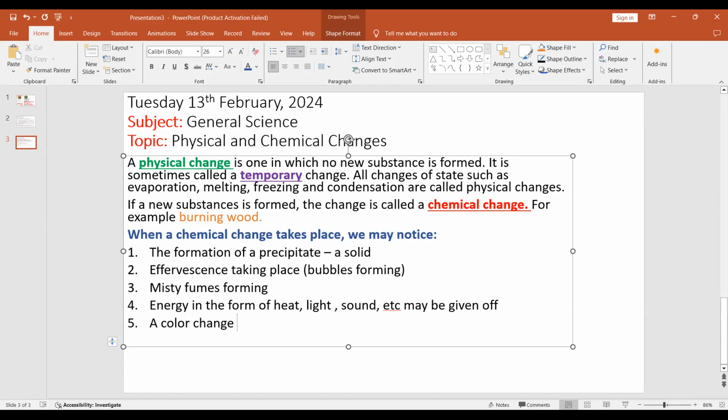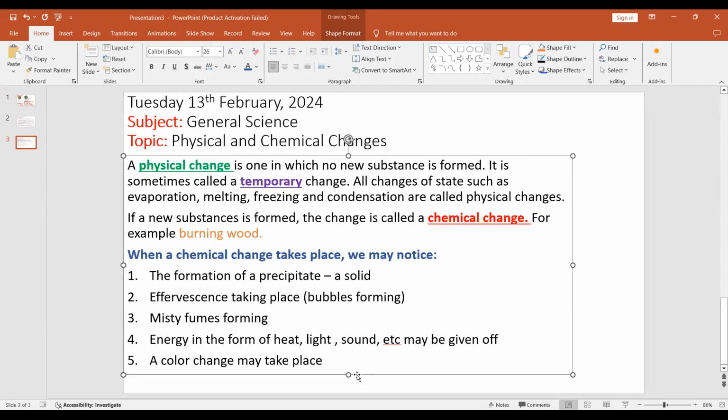Like food dye. Well, food dye is not a chemical change. Because if you put food dye, let's say, in water, the water changes color, but no new substance is formed. It's still a physical change, right?